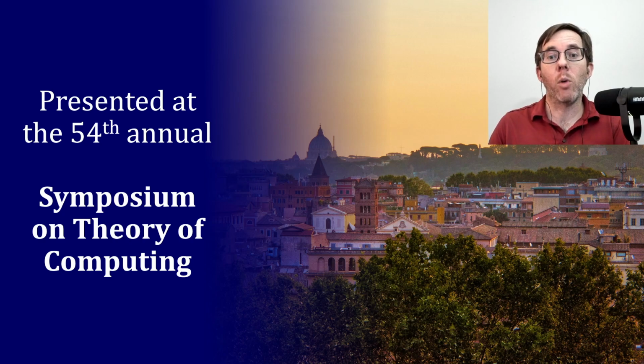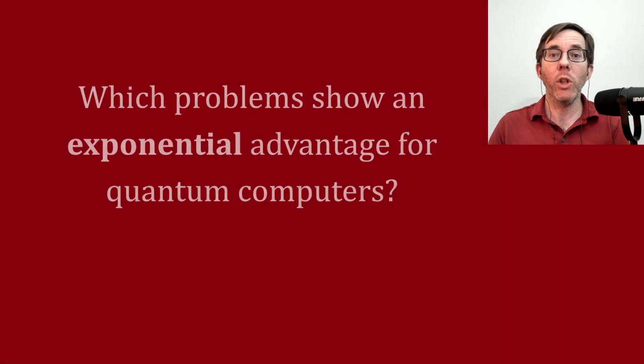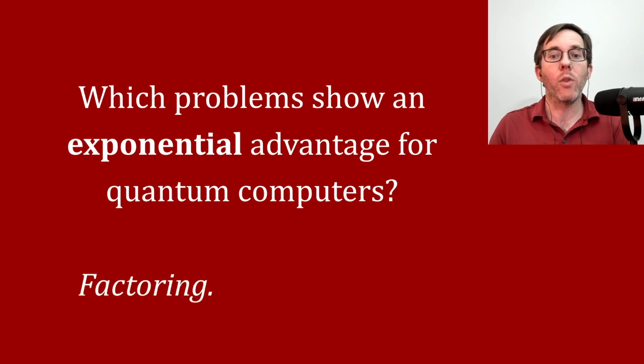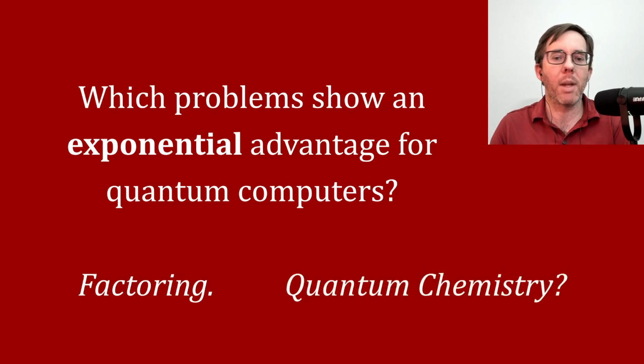A burning question about quantum computing is, for which interesting problems can quantum computers show an exponential advantage over classical computers? Factoring is, of course, a very prominent example, but there aren't so many others. One common thing to hear is that we should look to inherently quantum problems, let's say problems in quantum chemistry. So, do we have any such examples?